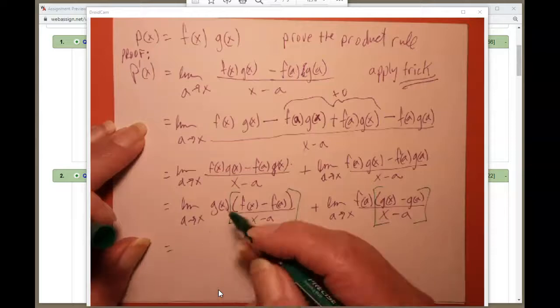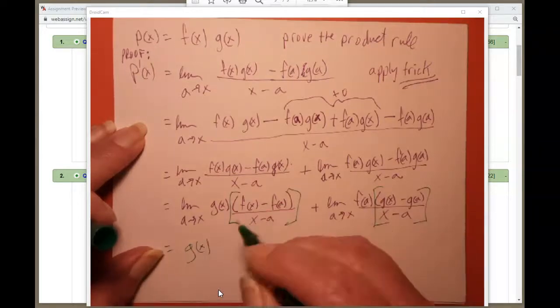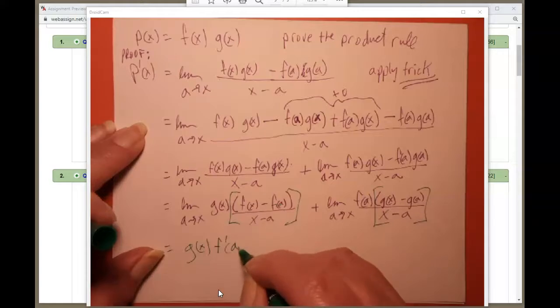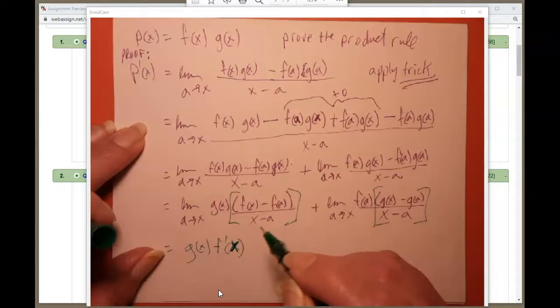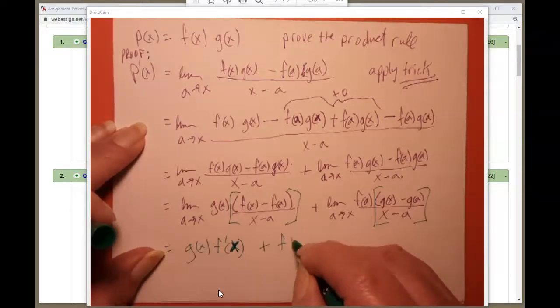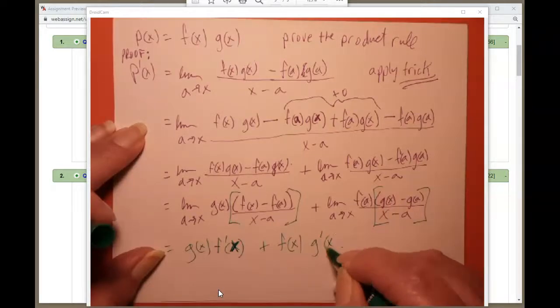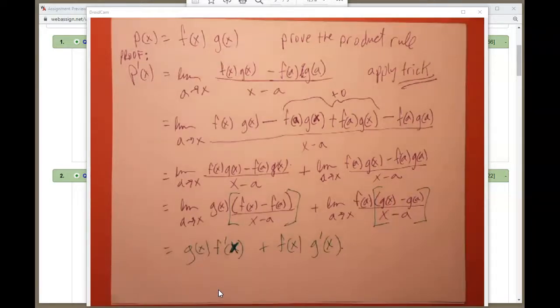So I can write this as g of x, f prime of x, sorry. That's our definition from the last test, plus f of x, because a is going to x, g prime of x. And I'm done. You can do the same proof with the quotient rule. And for the next test, I'll probably ask you to do the proof of the quotient rule as a bonus.